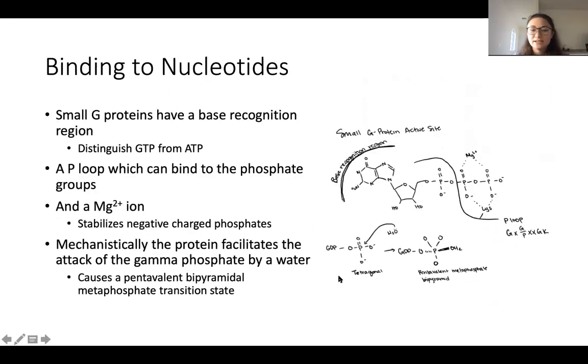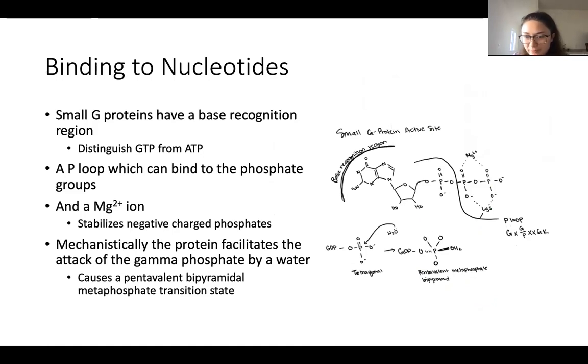So because G proteins are enzymes, they have a lot of the same things we talked about before the first exam that enzymes have. So they have a specificity region, which is like this base recognition region. So this will mean that the small G protein will bind to GTP, but it won't bind to ATP or other types of nucleotides.